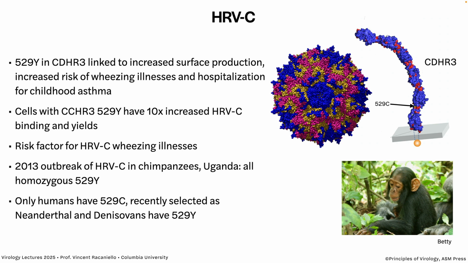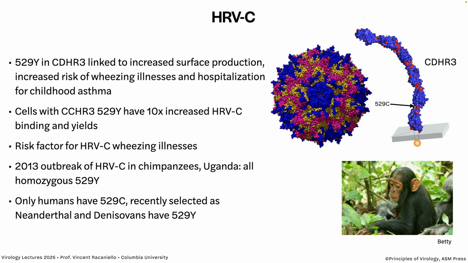In 2013, there was an outbreak of rhino C in chimpanzees in Uganda. And that's one of them, Betty, who unfortunately died. They never see this virus, but it was brought to them by tourists. The tourists had the virus. They gave it to the chimps. All the chimps were 529Y. They sequenced their genome, which means they have high surface levels of the receptor and more severe disease. Only humans have 529C.